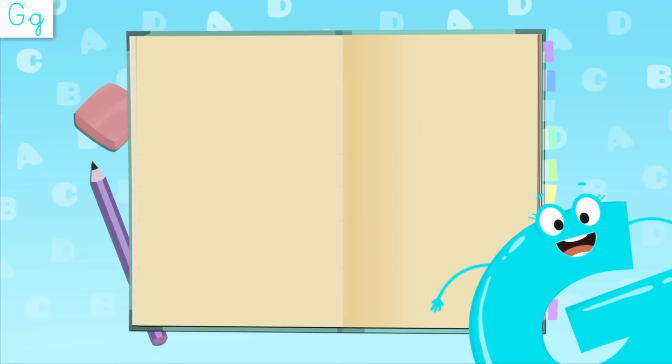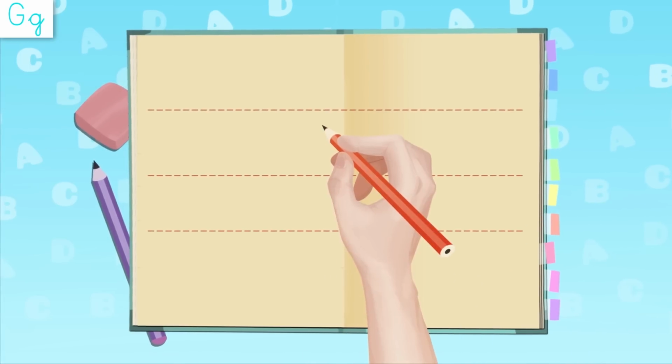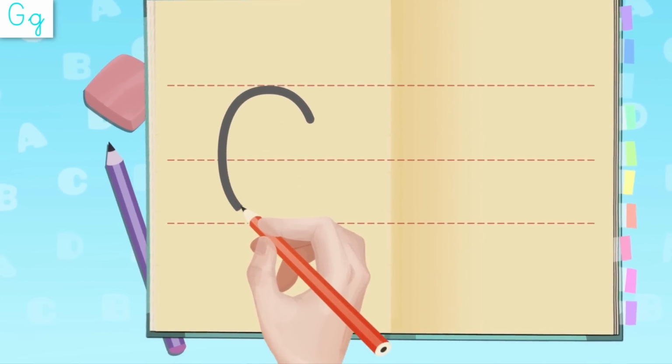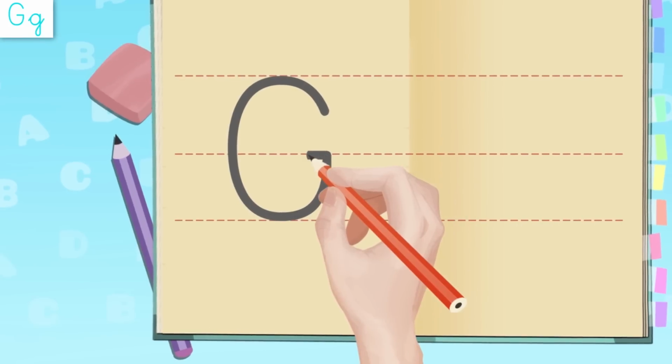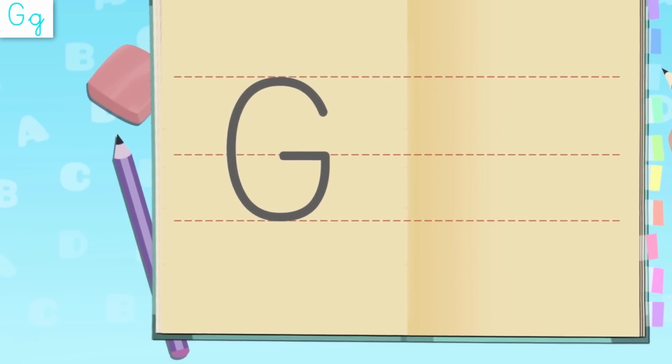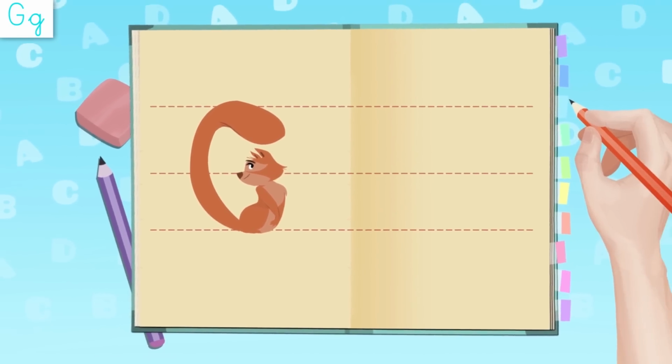Now let's try and write with me. First, the capital letter. You start here and curve the line all the way down here. Now draw a straight line to your left. Good. Look, I look like a squirrel.